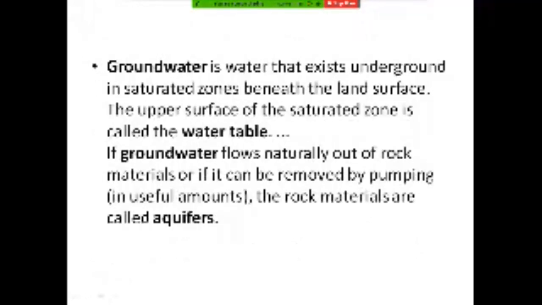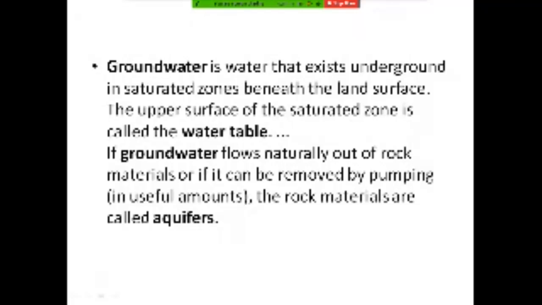Groundwater is water that exists underground in saturated zones beneath the land surface. The upper surface of the saturated zone is called the water table. If groundwater flows naturally out of rock materials, or can be removed by pumping in useful amounts, those rock materials are called aquifers.